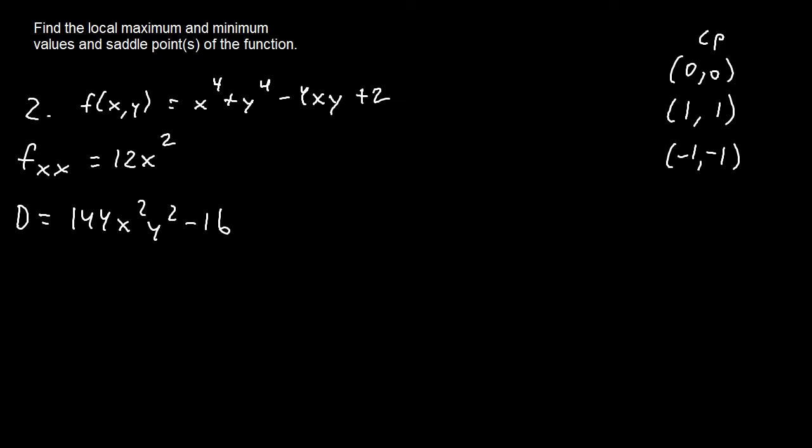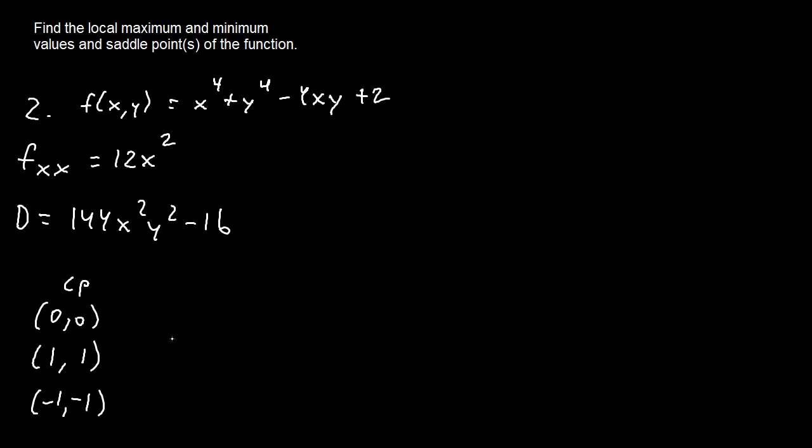So now let's go ahead and set up that chart. So we have that critical point on one column, or all of the critical points. Now next one is going to be the value of d. So let's go ahead and evaluate d at each of these three critical points. So let's first go ahead and plug in 0, 0 into the equation here. So I go ahead and plug in 0, 0, we get 0 times 144 minus 16, so we get negative 16. Now if we plug in 1, 1, we'll get 144 minus 16, so about 128. And if I plug in negative 1, we still get the same answer of 128.